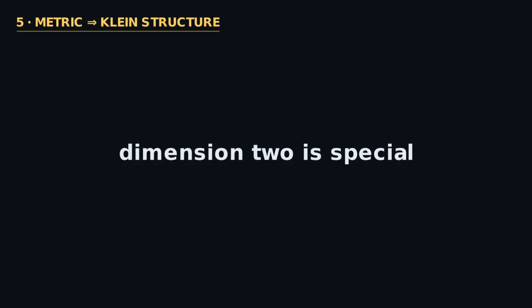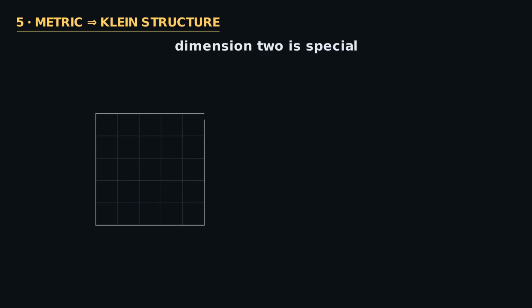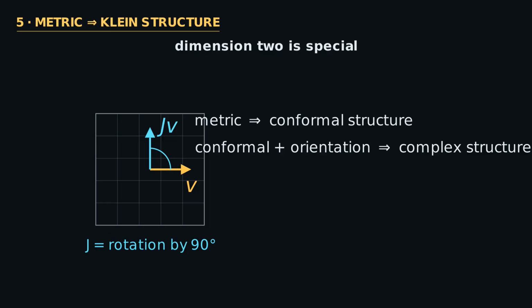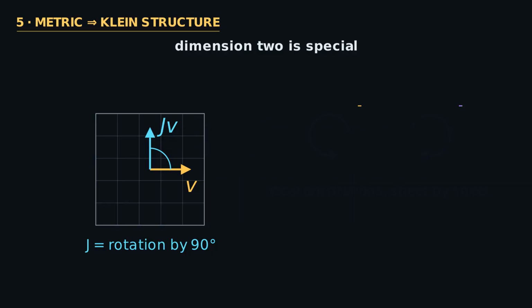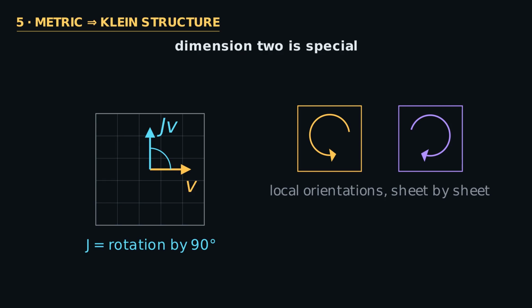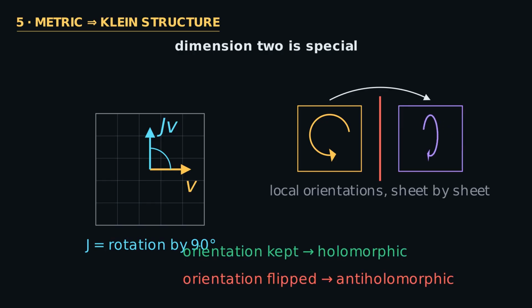Here is where dimension 2 becomes special. On an oriented surface, a Riemannian metric determines a conformal structure. Equivalently, it determines a complex structure, geometrically, rotation by 90 degrees in every tangent plane. And in real dimension 2, every almost complex structure is integrable, so this is a genuine local complex structure, essentially for free. But our foam is a Klein-type object, so we should not demand a single global complex orientation. Instead, each sheet gets a local orientation, and a transition across a seam may either preserve it or reverse it. If orientation is preserved, the transition is holomorphic. If it is reversed, the transition is anti-holomorphic.